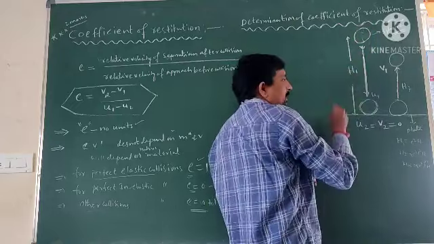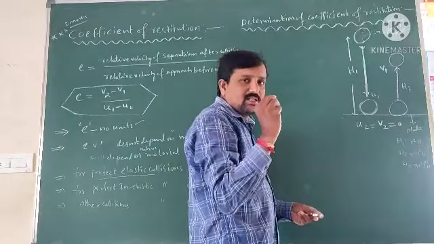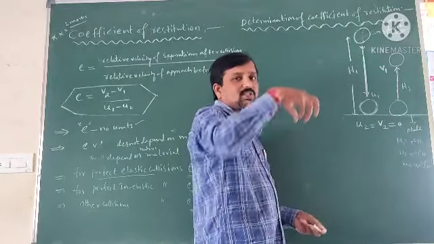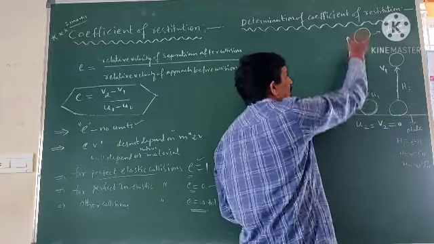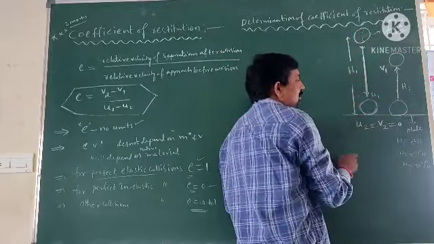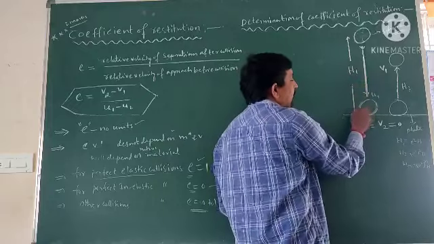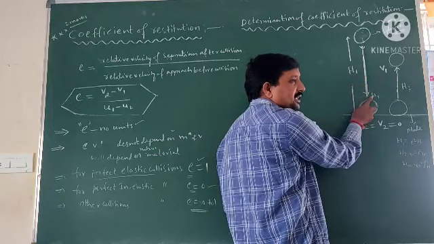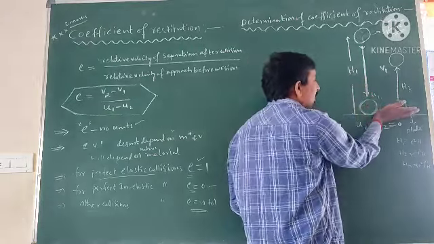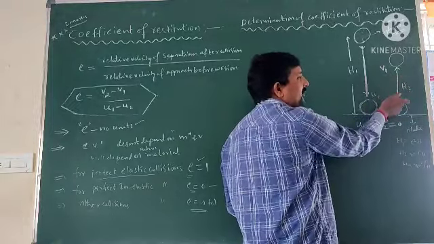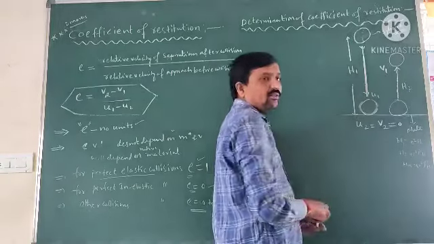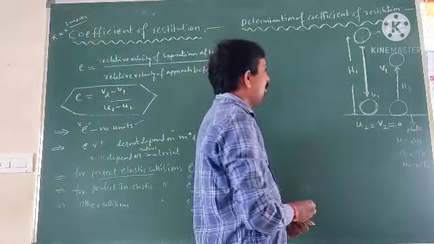So let's consider one sphere. The sphere is dropped from a certain height h1 onto the plate. The sphere hits the plate with velocity u1. After collision, it rebounds to height h2 with a velocity of v1.